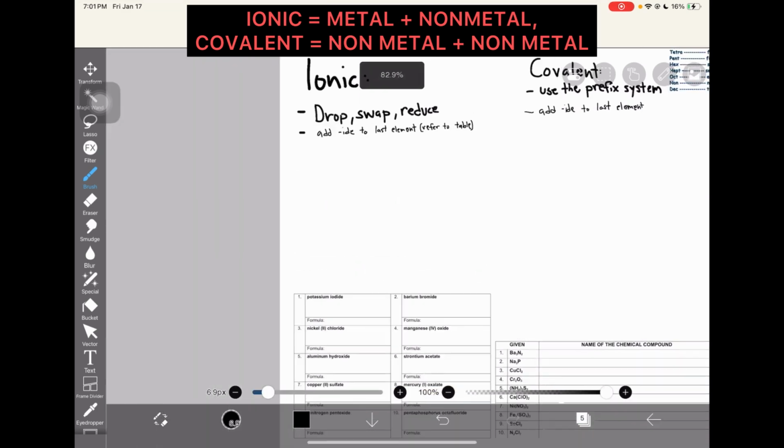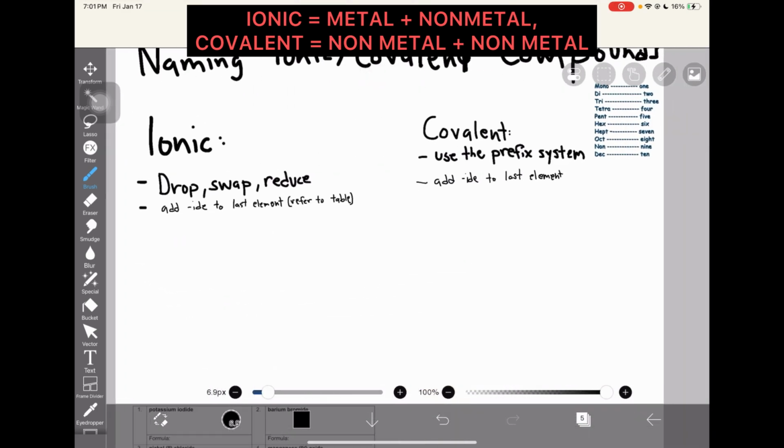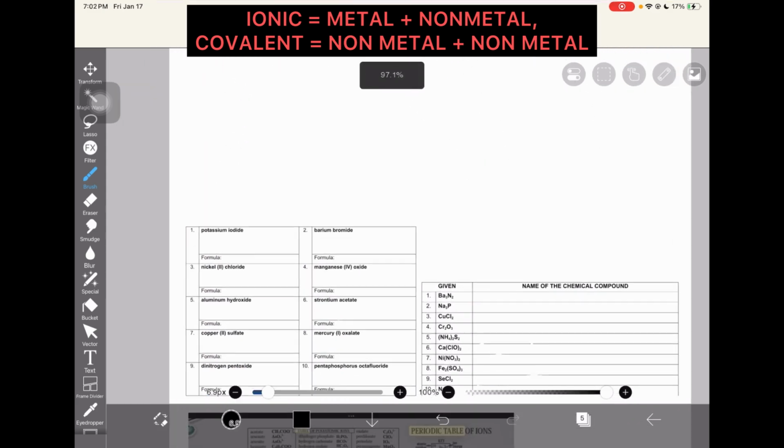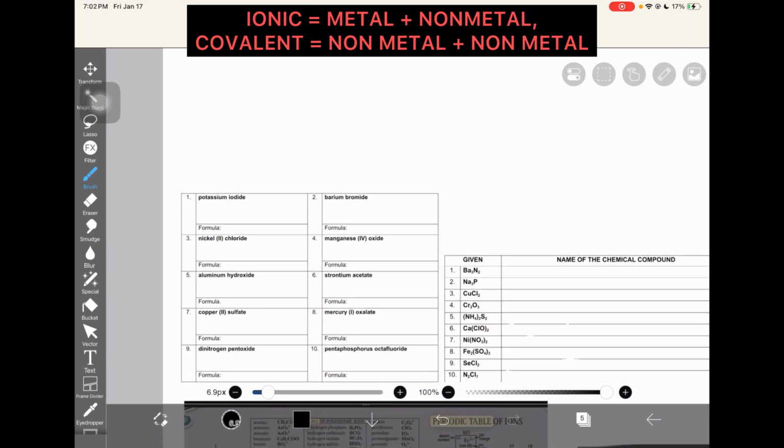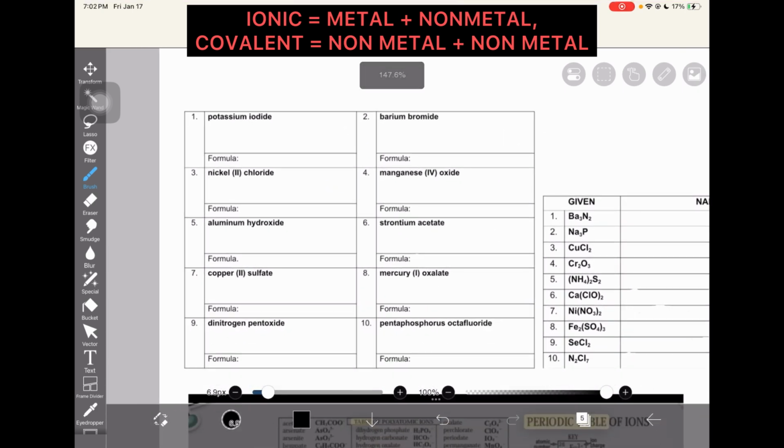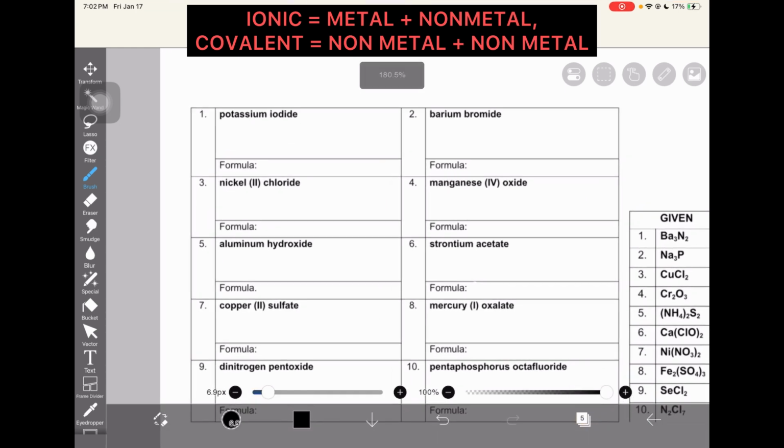Alright, so I'll flash it right now. Remember that ionic is a metal plus non-metal, and covalent is a non-metal plus non-metal. This will be up on the screen for the entirety of this section to make sure we don't forget it. Because of the confusion, this led to a drastic drop in scores, and we don't want that to happen during the exam. So I'm going to flash it right now permanently. So let's do this.